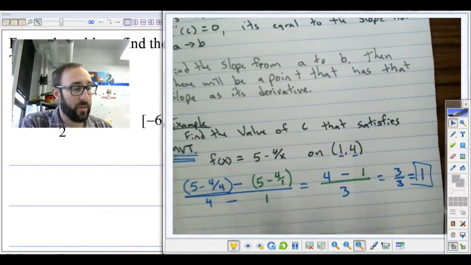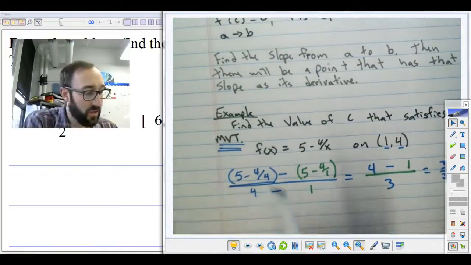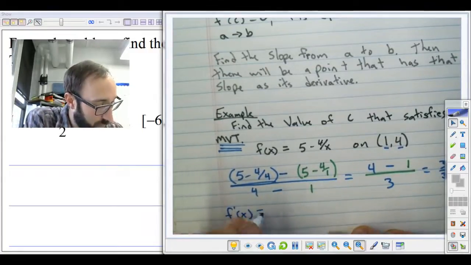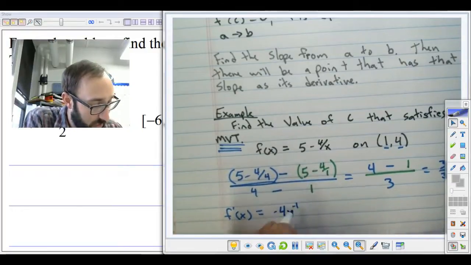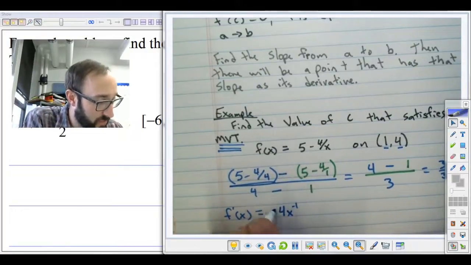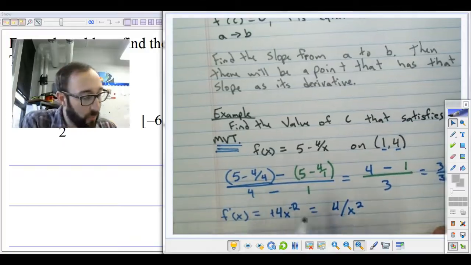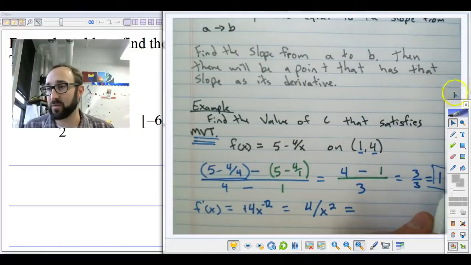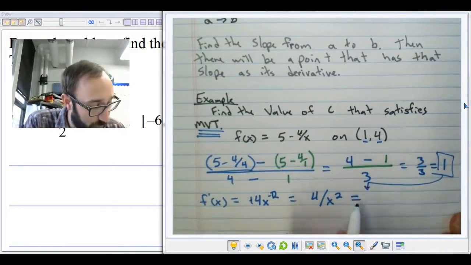So there's going to be some point where this is going to be true. All we really have to do now is do the exact same thing. Find f prime of x equals, and that thing's going to go away, and it's really negative 4x to the negative 1. So that's going to be positive 4x to the negative 2. So that's going to be 4 over x squared. Okay, and we want to set that equal to, instead of setting it equal to 0 like we did when we found the critical numbers, let's just get rid of this thing. There we go. We're going to say it's got to equal this slope.